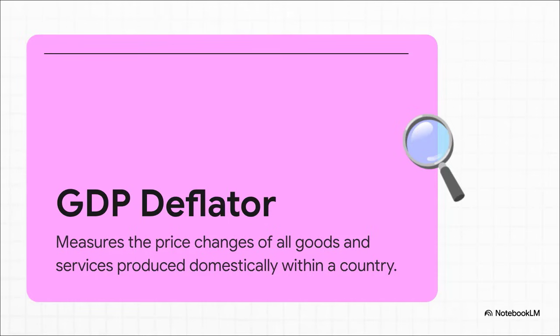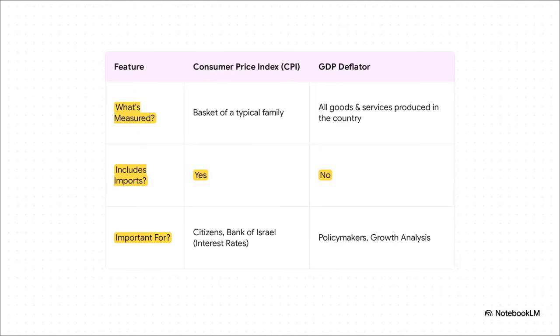See, unlike the CPI, which tracks all the stuff we consume, no matter where it comes from, the GDP deflator only measures the price changes of goods and services that we produce right here at home. So let's just break that down. The CPI, that's our consumer basket, and it absolutely includes imported goods. But the GDP deflator measures everything our country produces, and it specifically excludes imports. And that one little difference, well, it's everything.